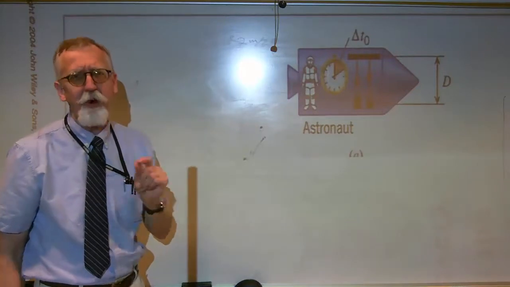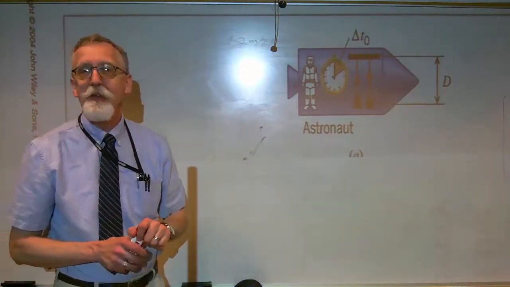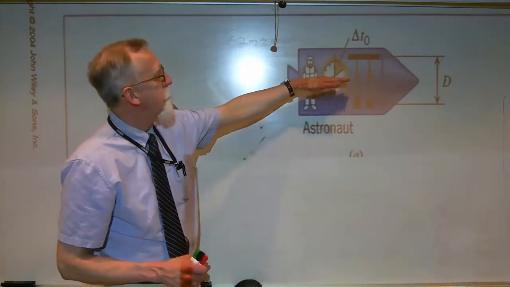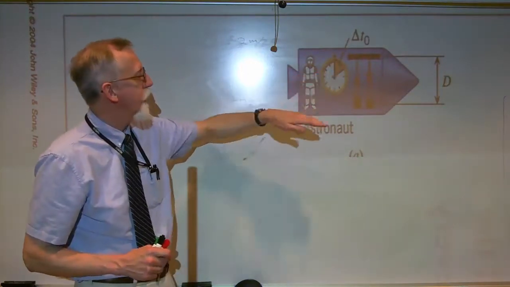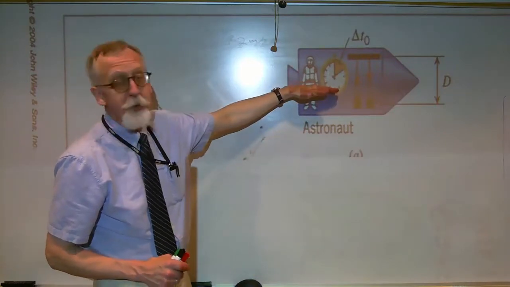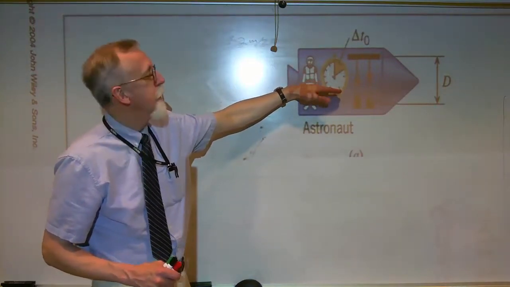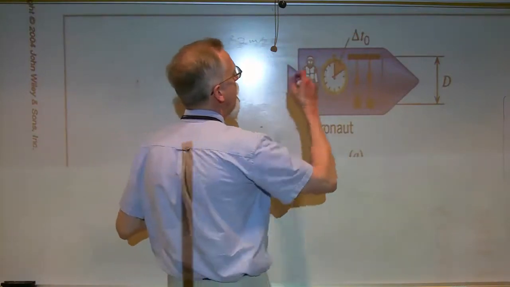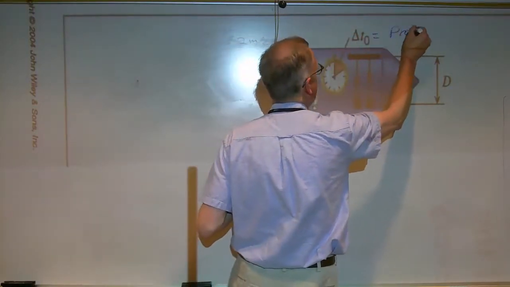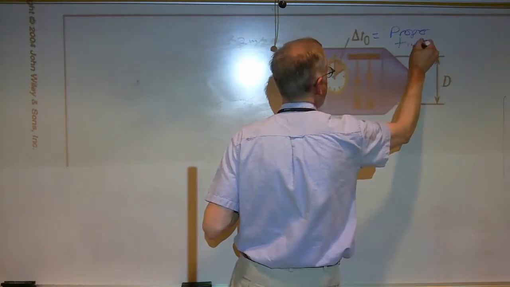Now, this is very, very important. Delta T naught is the time as measured by the single clock, or on one clock. So this clock, that is stationary with respect to the astronaut in the rocket ship, is measuring the time delta T naught. We will refer to this time as the proper time.